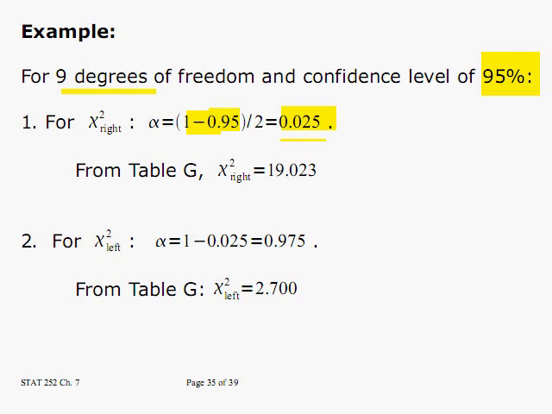Now you want to find the one on the other side, chi-squared for the left. You take this number and you subtract it from 1, and this is what you get, 0.975. You go back to table G, and for 9 degrees of freedom and this value for alpha, you find chi-squared for the left, which is 2.7. Those are your two values.